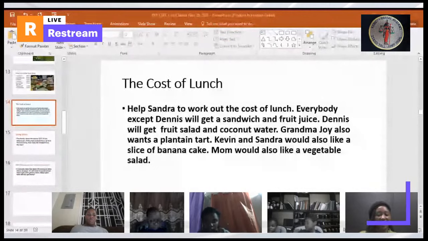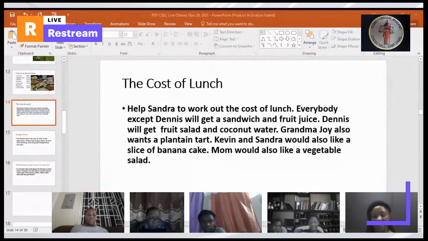$288.80. Oh, DK is from St. Vincent and the Grenadines. Oh, welcome, our Caribbean brothers and sisters.